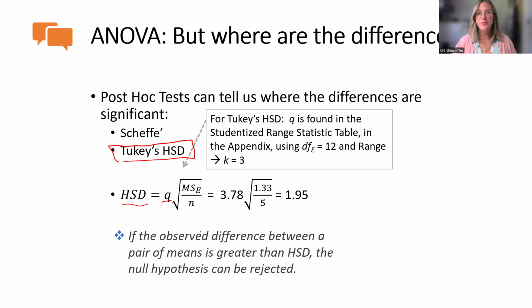So as you can see, we plug in 3.78 right here. And then it's the mean square error.